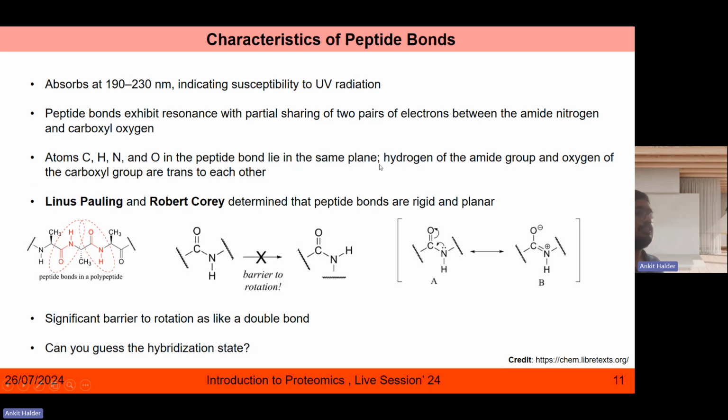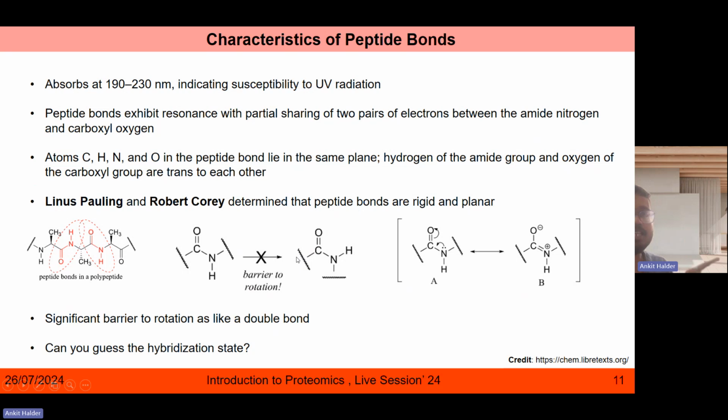So the atoms are in the same plane. So first of all, planar, that is they are in the same plane, and the hydrogen of the amide group and the carbonyl oxygen are trans to each other. Again, we will be looking further at why they are trans. It was Pauling and Corey who determined that peptide bonds are rigid and planar. Though they have the single bond, there could have been rotation, but there is a barrier to the rotation because of the lone pair of electrons resonating. It somewhat feels like a double bond in nature, so that's why they are not able to rotate.